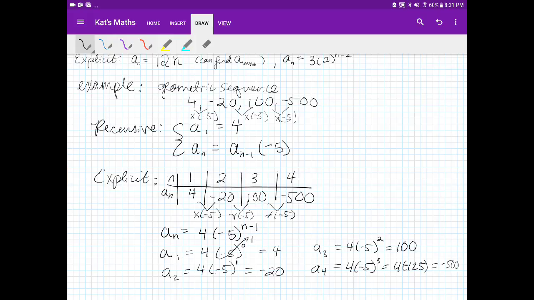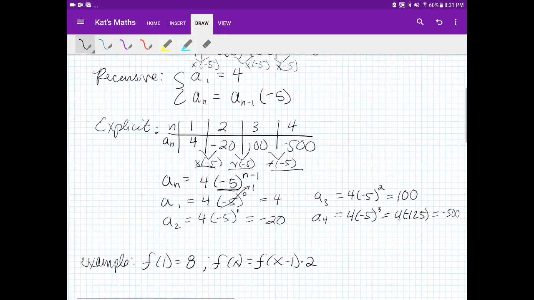So that is the explicit formula. It works for all those cases. We just multiply by a constant in order to end up with the -5 to the n minus 1 power.